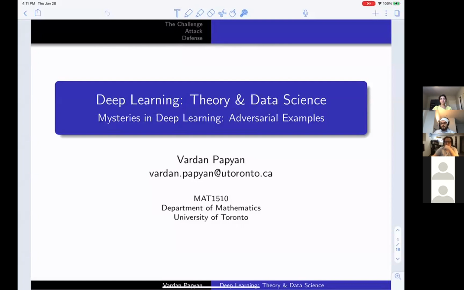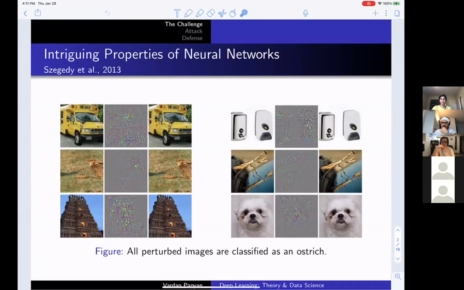So today we're going to discuss something called adversarial examples. So what are adversarial examples? In a paper in 2013, Szegedy, I really don't know how to pronounce that, Szegedy et al. noticed the following interesting phenomenon happens in deep learning.